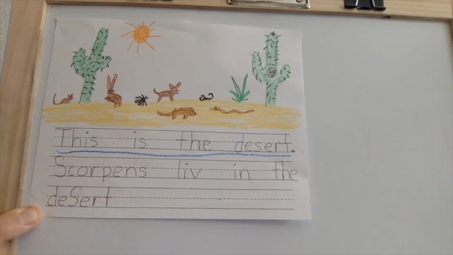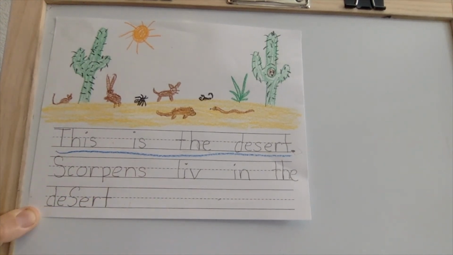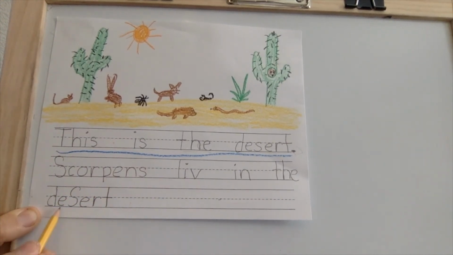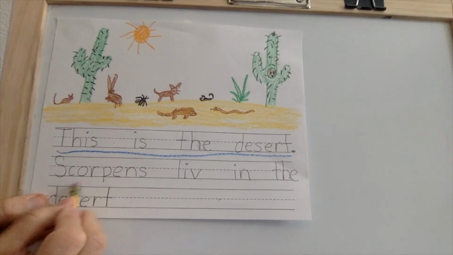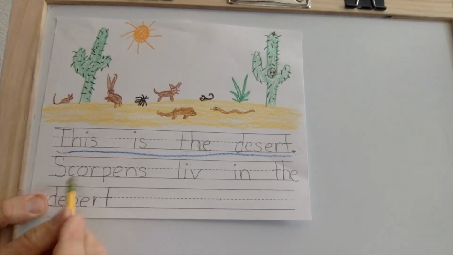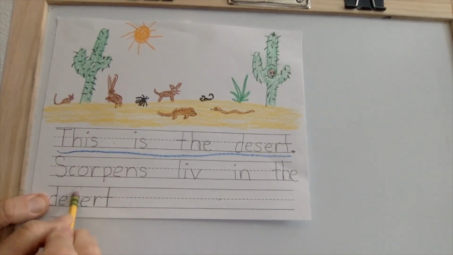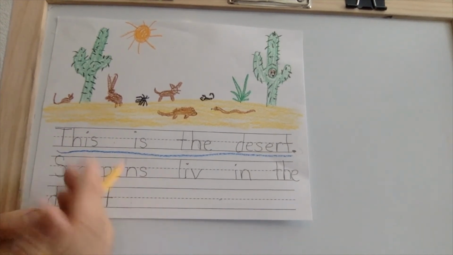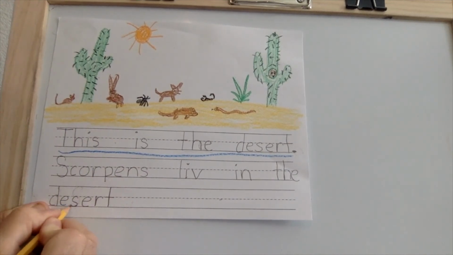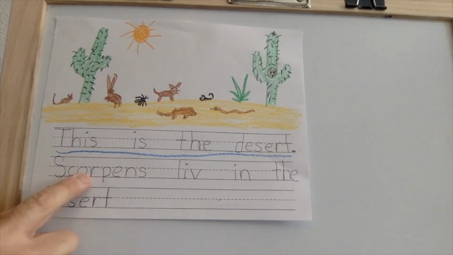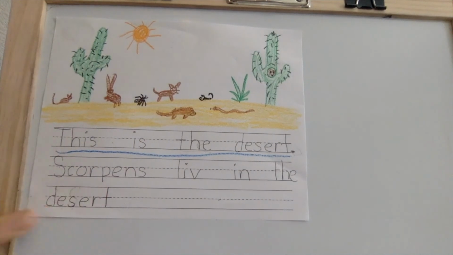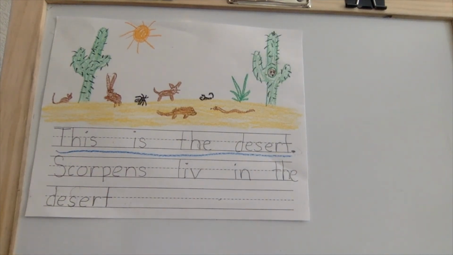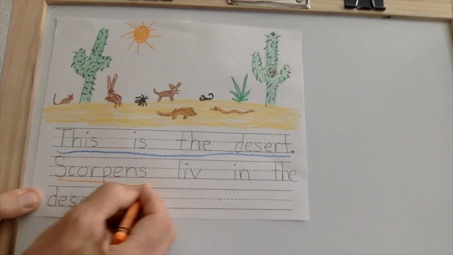D-E-S-E-R-T. What? I made a mistake? Why is that S capital? Yeah, that's not the beginning. This S has to be lowercase. Yeah, make your letters lowercase unless it's the beginning. There we go. Scorpions live in the desert. That is my sentence number 2.